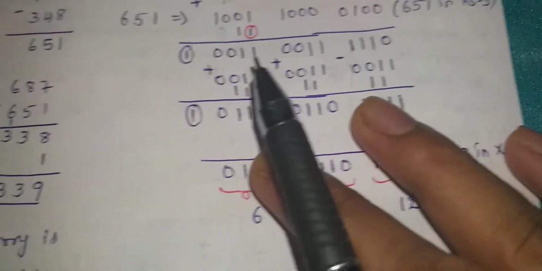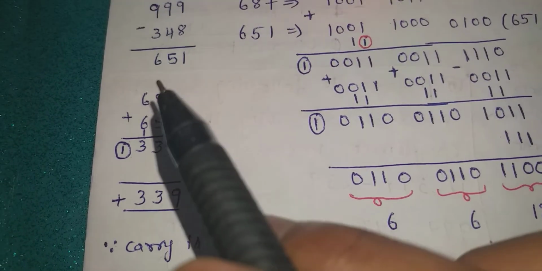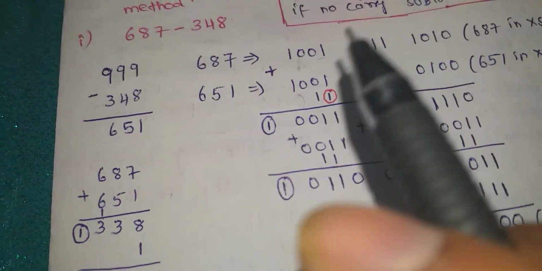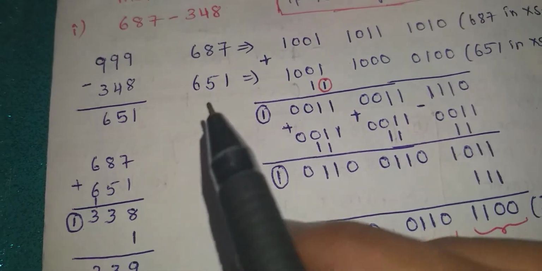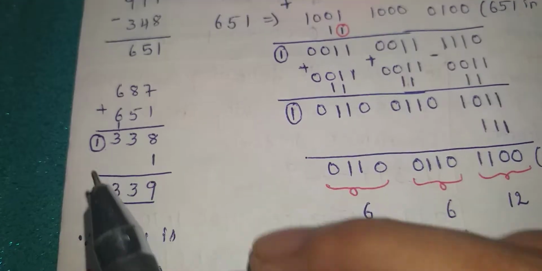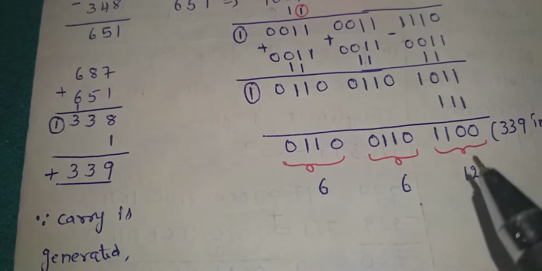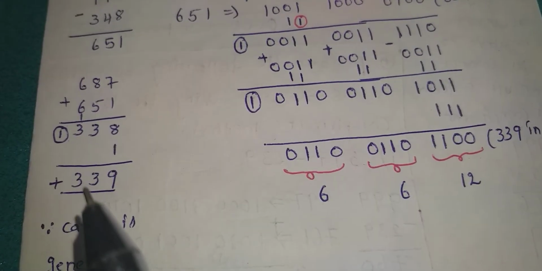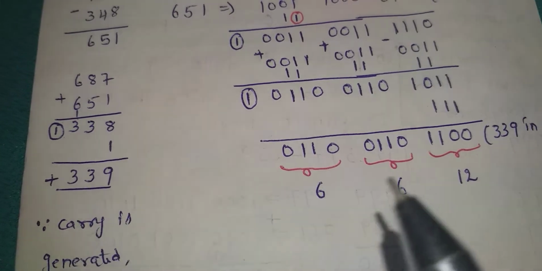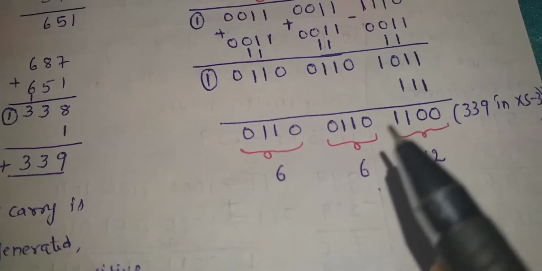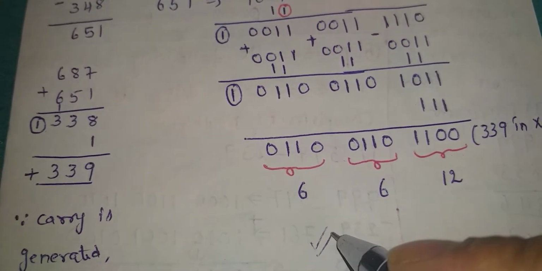Now if you cross-check, here it is 651. This is the 9's complement. What is the final result? Plus 339. Now this result will be in XS3 definitely: 3 plus 3 becomes 6, 3 plus 3 becomes 6, 9 plus 3 becomes 12. In this way we have to perform the XS3 subtraction.